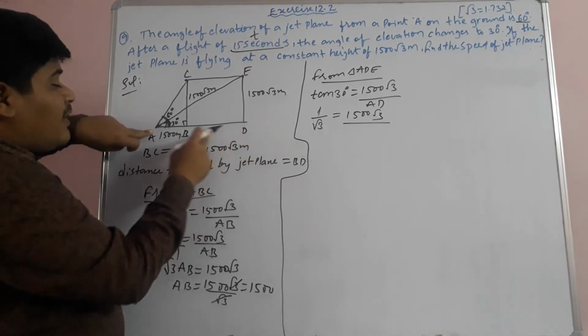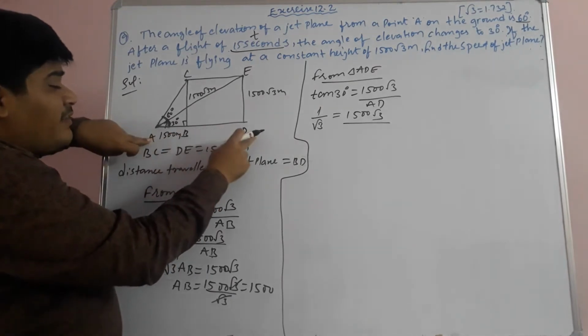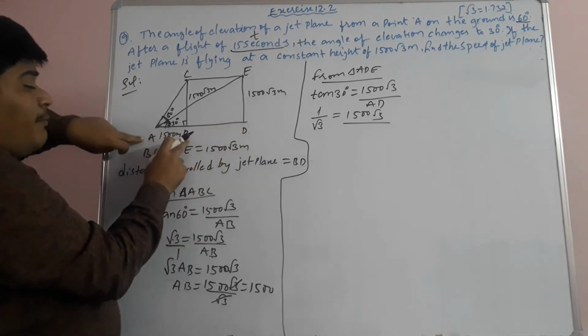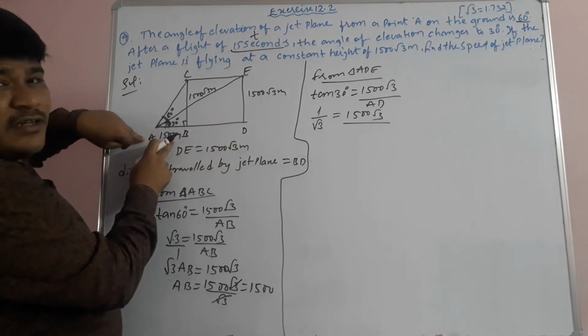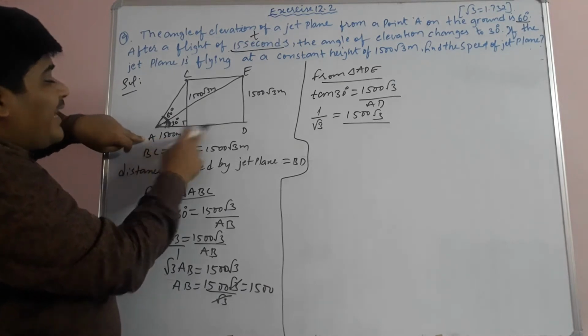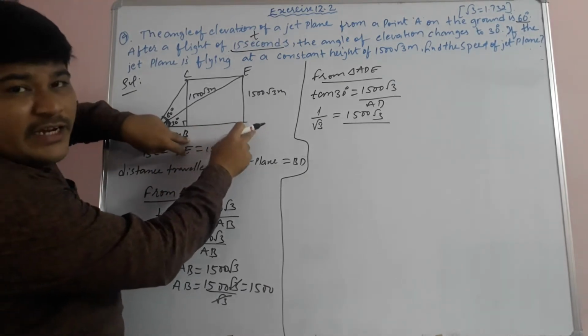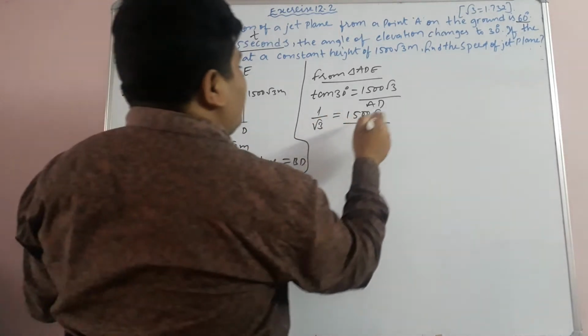AD is nothing but AB plus BD, children. So what is AB? 1500 meters, right? So we can write AD as 1500 plus BD. So 1500 root 3 by 1500 plus BD.